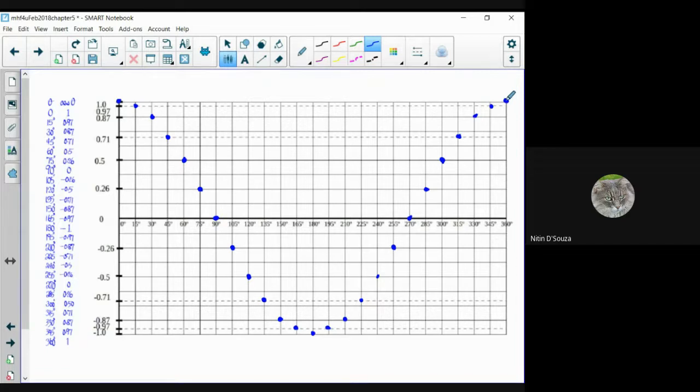First quadrant, cosine is positive. Fourth quadrant, cosine is positive. Second quadrant and third quadrant, cosine is negative.